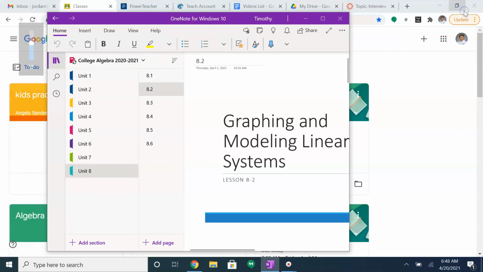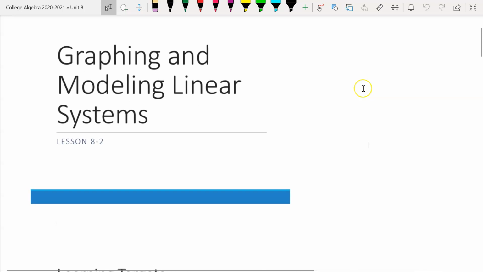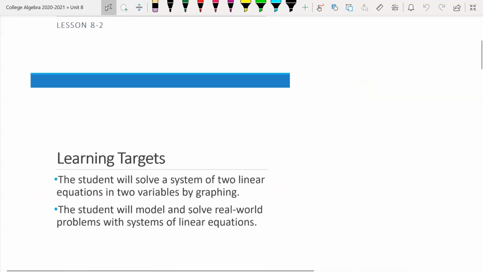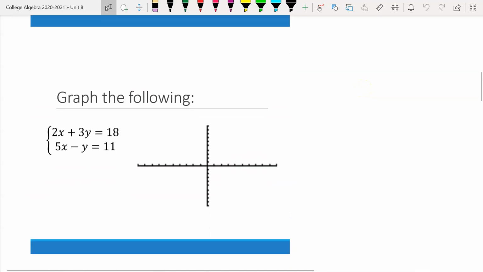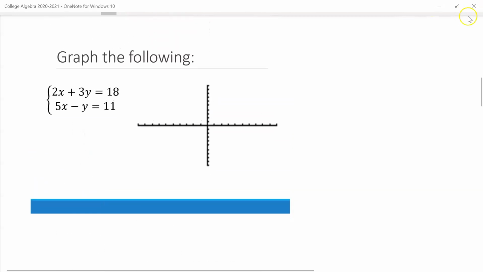Alright, so last class we talked about systems and solving those and what that looked like using substitution or elimination. This class, what we're really going to talk about is just kind of graphing them and looking at what those systems look like.